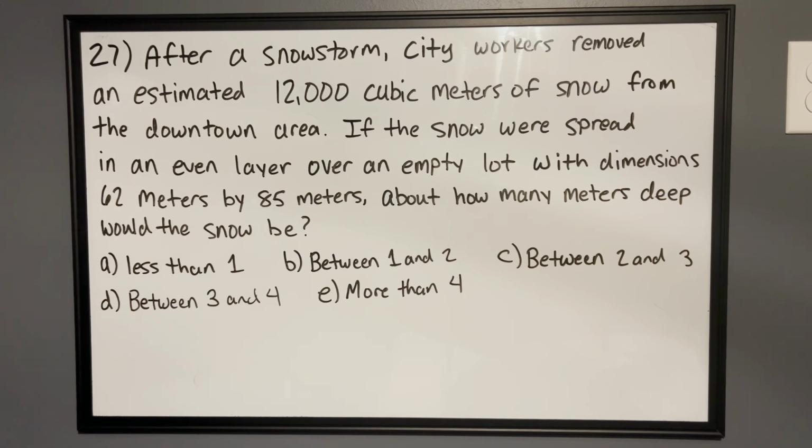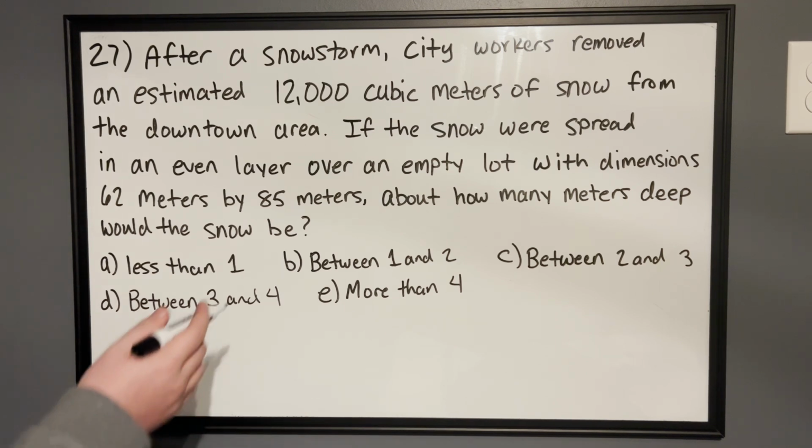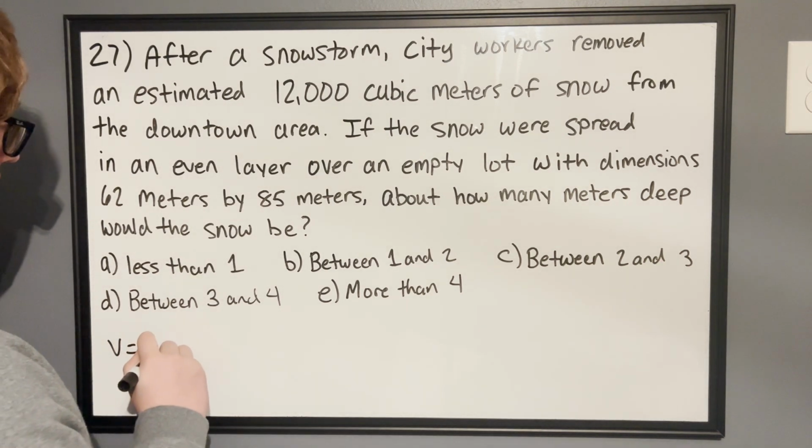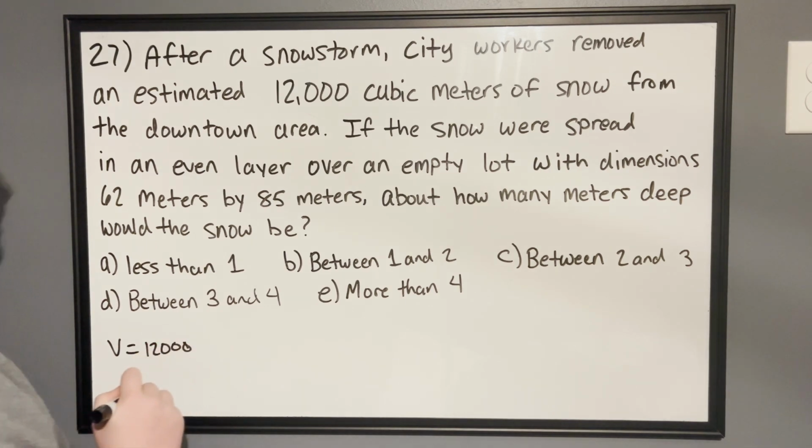If that snow were spread in an even layer over an empty lot with dimensions 62 meters by 85 meters, about how many meters deep would the snow be? So we have something in cubic meters. Now that tells us it's going to be volume, because it's cubic. So we know that the volume of snow is 12,000 cubic meters.